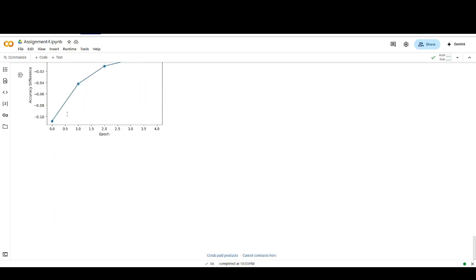So that's pretty much for my assignment. So this assignment demonstrates how we can tackle overfitting in deep learning by using simpler models, regularization techniques, and data augmentation.